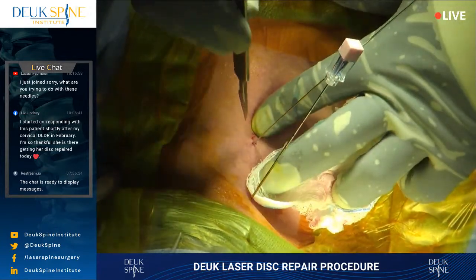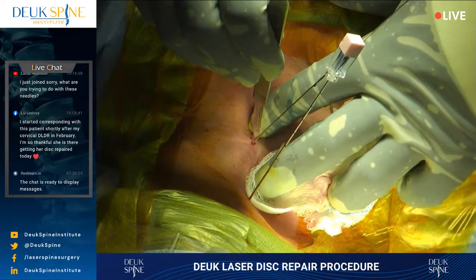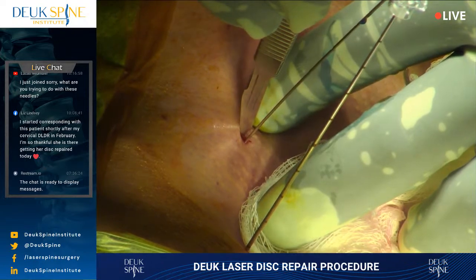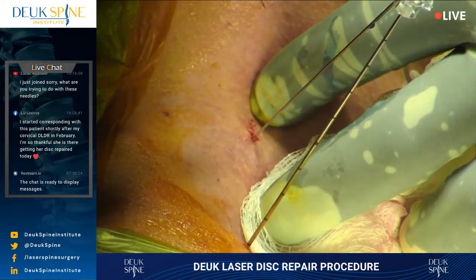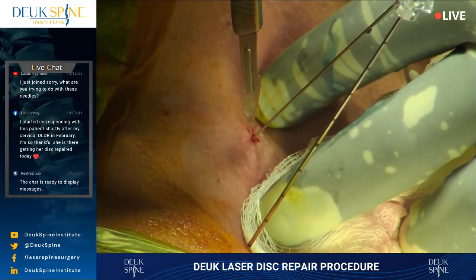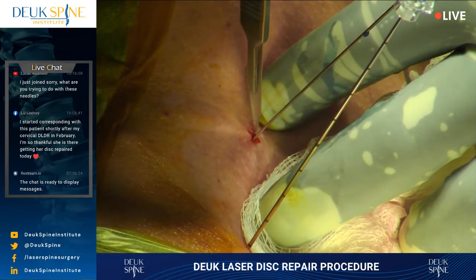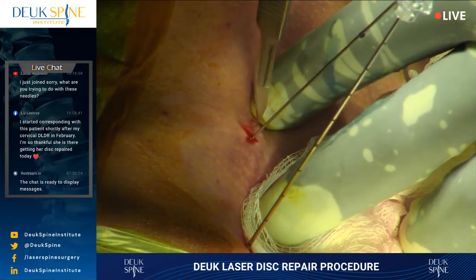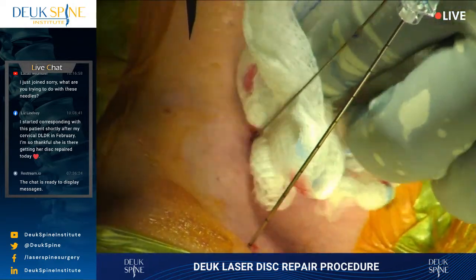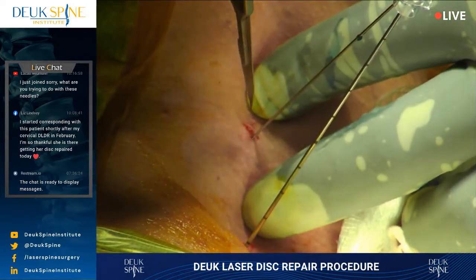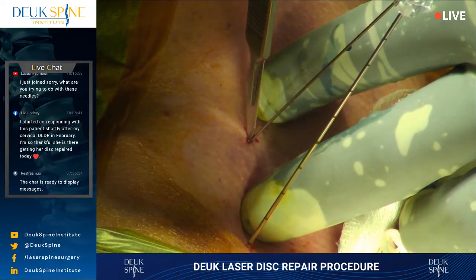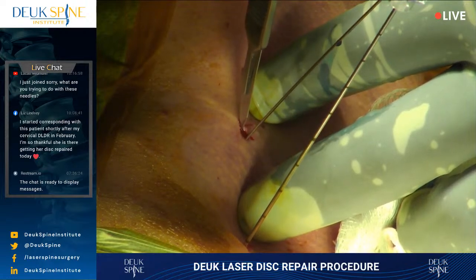All right, so we're going to get started at the bottom 2 discs. We'll fix those first with the laser surgery that we do, the Deuk laser disc repair, and then we're going to work on the next one at 3-4. It's a 4mm incision. 4 millimeters is tiny, for those of you who don't know. The whole surgery to fix 3 discs will be 2 little 4mm incisions. Okay? 4 millimeters is almost nothing. It's literally like a razor scratch on your neck if you're shaving.